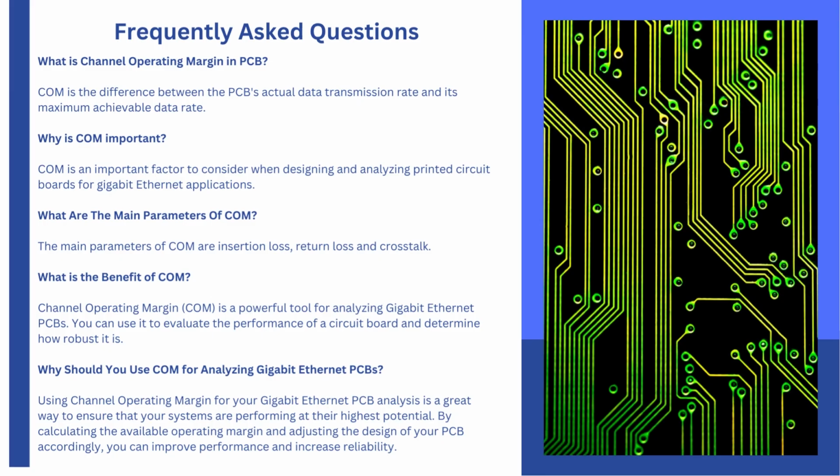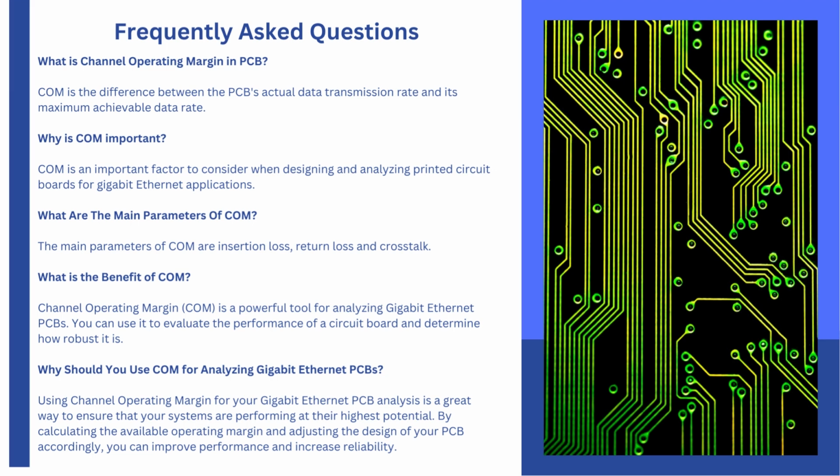Frequently asked questions: what is channel operating margin in PCB? COM is the difference between the PCB's actual data transmission rate and its maximum achievable data rate. Why is COM important? COM is an important factor to consider when designing and analyzing printed circuit boards for Gigabit Ethernet applications. What are the main parameters of COM? The main parameters of COM are insertion loss, return loss and crosstalk.